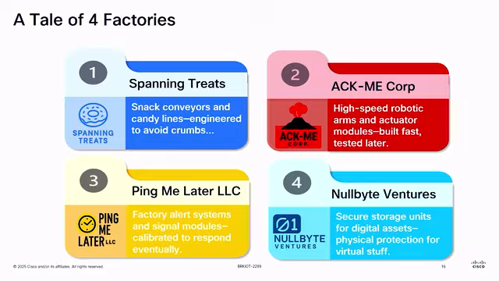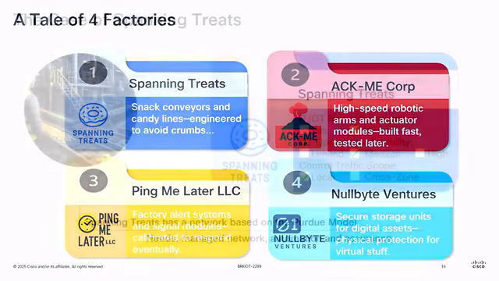Then we have Acme Corp. They produce high-speed robotics so fast that you cannot even test them before selling them. Then we have Ping Me Later, which is an alerting system programmed to alert eventually, and Nullbyte Ventures, which produces physical enclosures for virtual assets. Each of these 4 companies is based on reality, and I will tell you what their needs are and what is the model we are recommending for them.